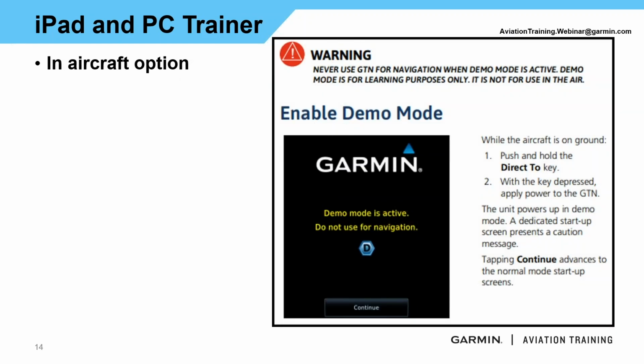We do have the option on the GTN to enable demo mode. And this is in your aircraft with your actual GTN. Just hold the direct-to key whenever you apply power to your avionics, and it should come up into demo mode. I don't use this at all anymore because I have the iPad trainer and I have the PC trainer. So it's kind of there.